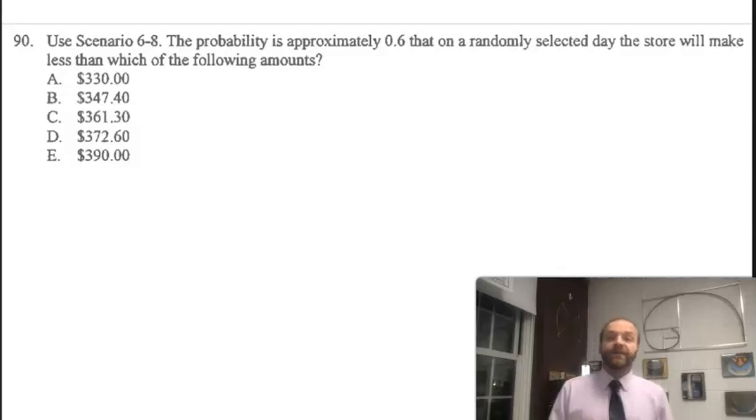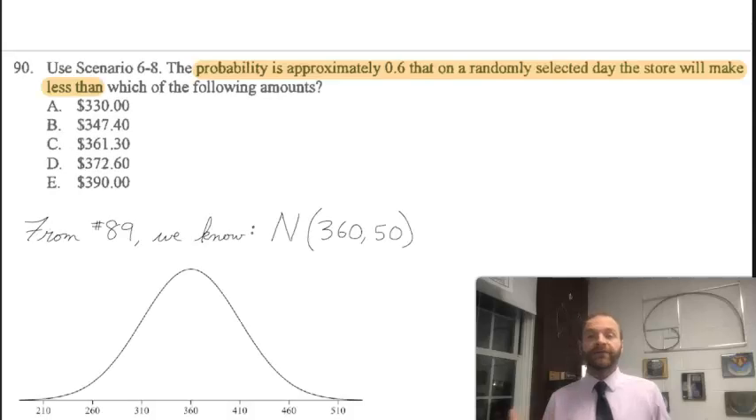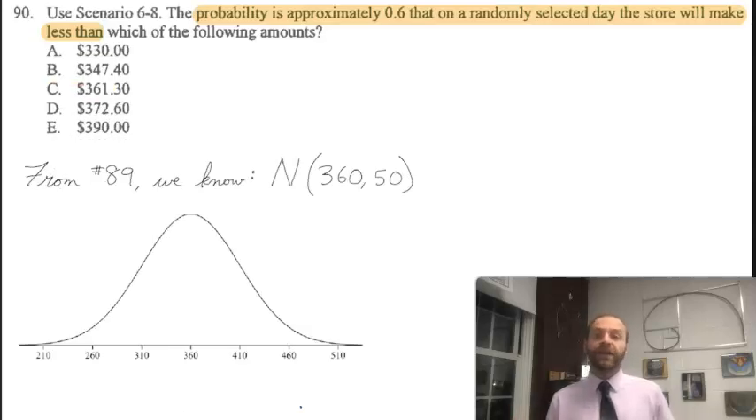We're looking at question 90 on the midterm review packet, and in this one we're given information from question 89. That's where scenario 6-8 comes from. And that information was that we have a random variable, and it has a normal distribution shape, it has a center of $360, and it has a standard deviation of $50.